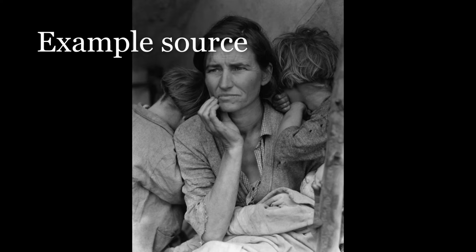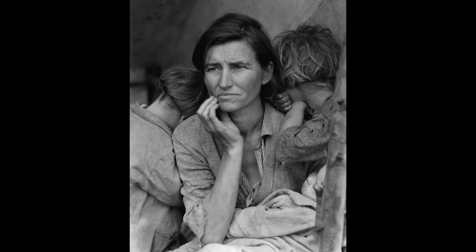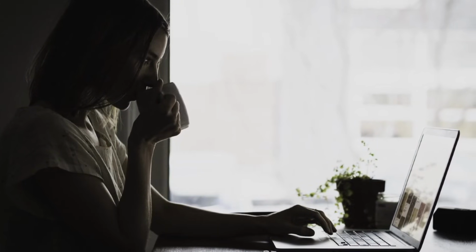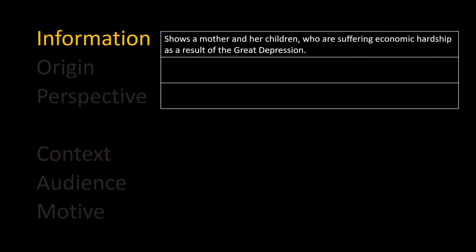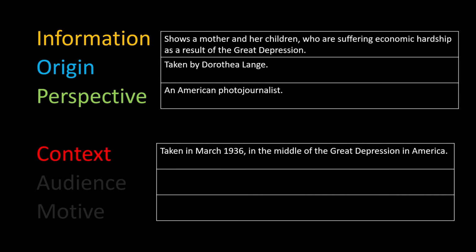The historical source we're going to analyse in this example is a very famous photograph from the Great Depression. After doing some background research online, we were able to go through the 6 elements of IOP CAM. Information: the image shows a mother and her children who are suffering economic hardship as a result of the Great Depression. Origin: the photograph was taken by someone called Dorothea Lange. Perspective: after some background research, we discovered that Dorothea Lange was an American photojournalist. Context: the photo was taken in March 1936, which was in the middle of the Great Depression in America.